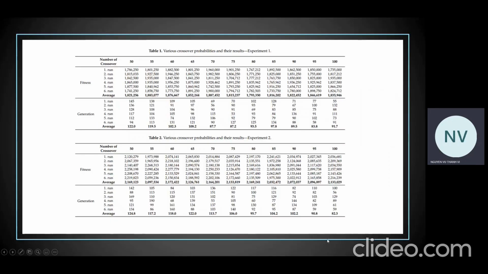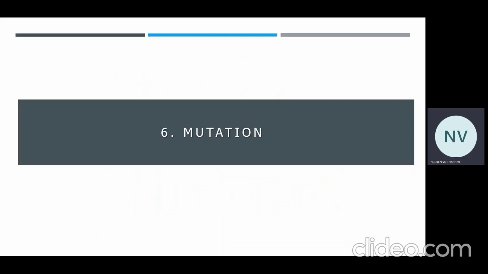Okay, and here is how it's applied to our problem where we give the machines work. We have the thickness here, and we also have the number of generations that we want. Table 1 is the various crossover probabilities and their results. In table 2, we also have the various crossover probabilities and their results. Here we have experiment 1 and experiment 2, and I will tell you the details of case 1 and case 2 in the next step.